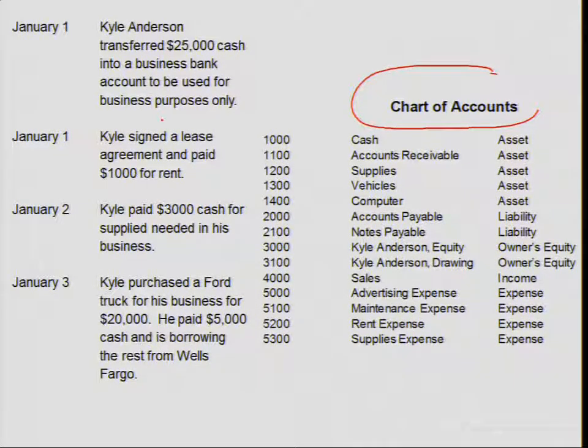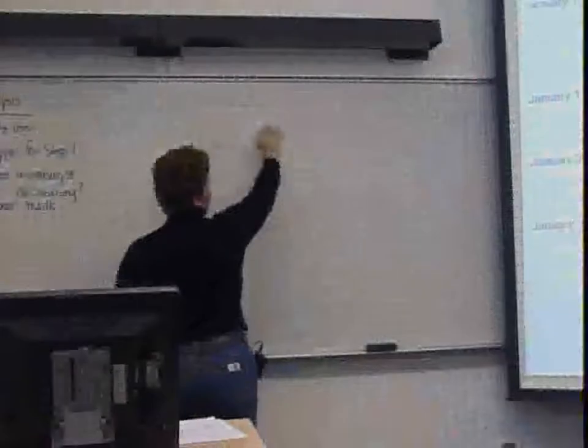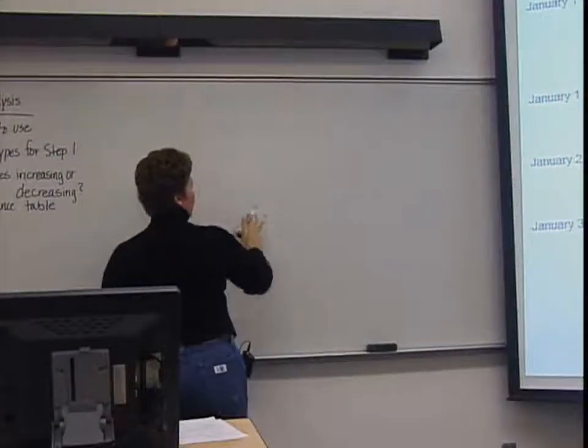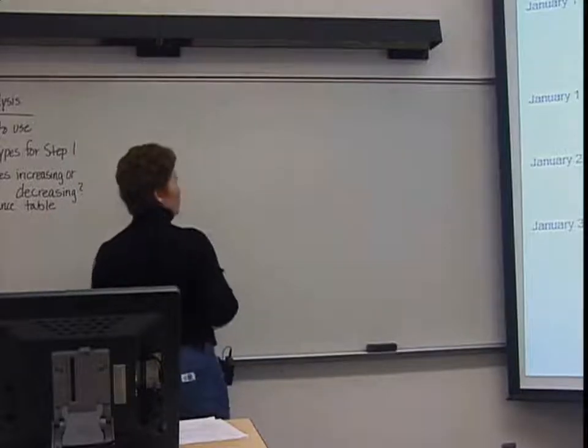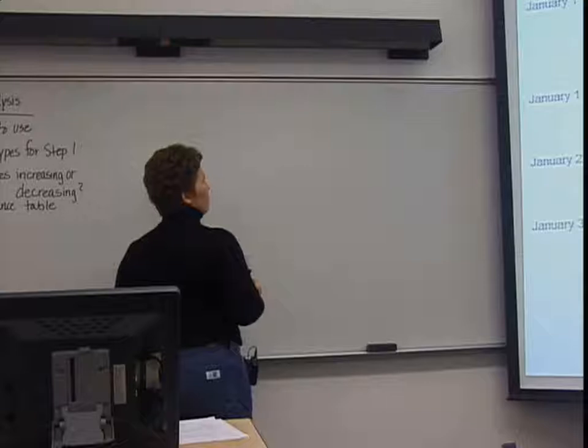So again, we have to ask ourselves, which accounts are we going to use from the four-step transaction analysis? And if we look at that, we're going to increase and use cash, and also we're going to use and increase Kyle Anderson equity. So what I'm going to do at this point is I'm going to create these transactions on the board as we go through them and show you how we're going to use the four-step transaction analysis to determine how to record these.